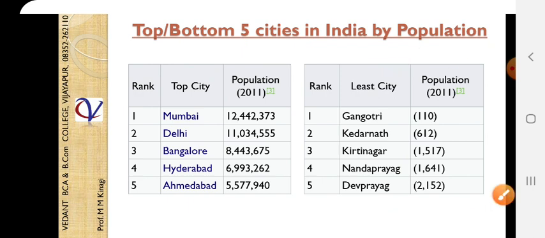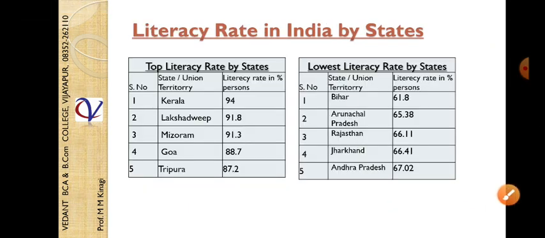Then the literacy rate, that is the education rate in each and every state. We all know that Kerala is the top in India with a 94% literacy rate. Next to that is Lakshadweep with 91.8%, Mizoram 91.3%, Goa 88.7, and Tripura 87.2. This is the top literacy rate by state.